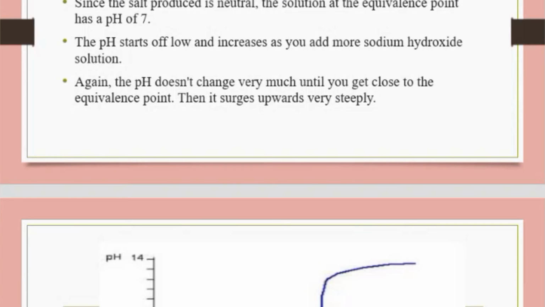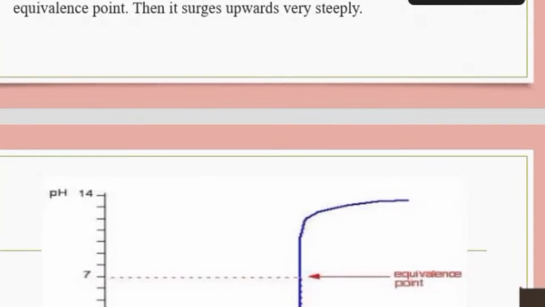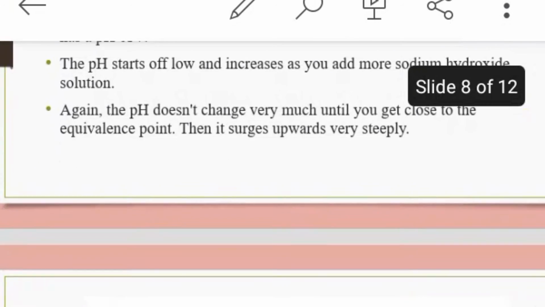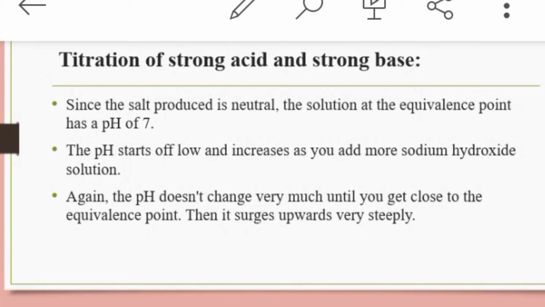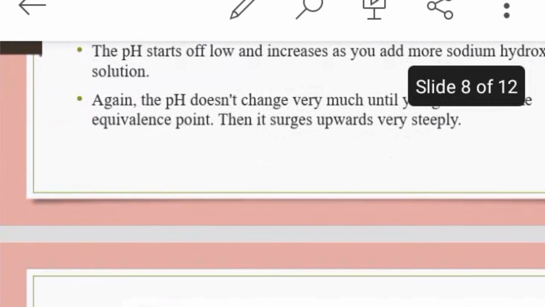The solution at the equivalence point has a pH of 7, and the pH starts off low. As you can see in the graph, the pH starts low and increases as we add more sodium hydroxide solution to it. Again, the pH does not change very much until we get close to the equivalence point, and then it will increase very steeply. As you can see in the graph, the equivalence point is at pH 7.